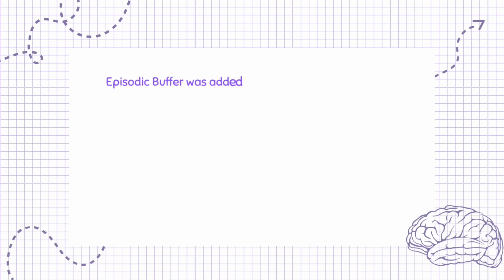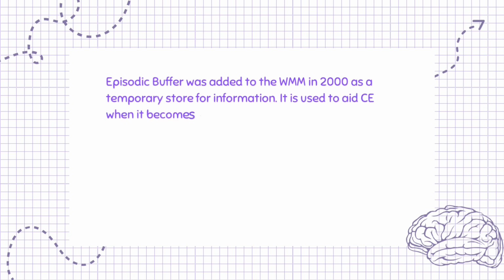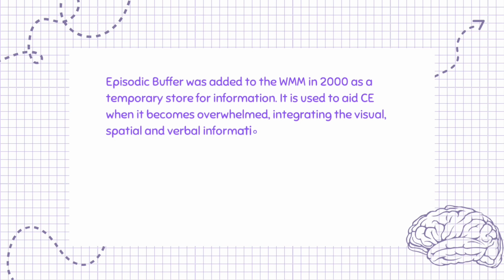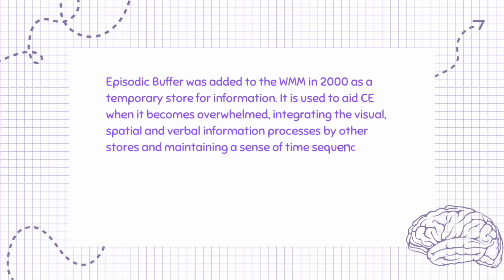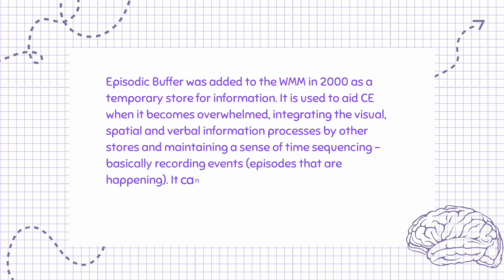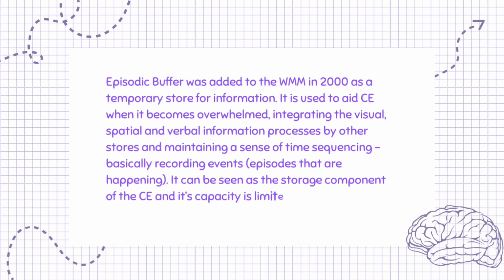Episodic buffer was added to the WMM in 2000 as a temporary store for information. It is used to aid CE when it becomes overwhelmed, integrating the visual, spatial and verbal information processed by other stores and maintaining a sense of time sequencing, basically recording events, episodes that are happening. It can be seen as the storage component of the CE, and its capacity is limited to about 4 chunks, Baddeley 2012.